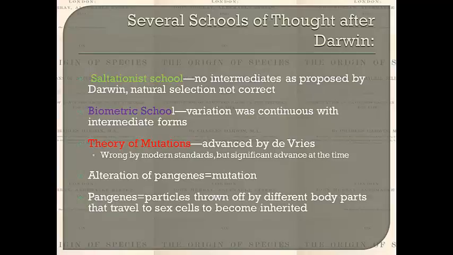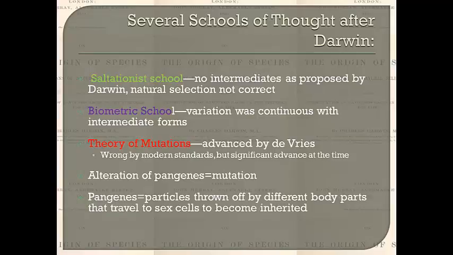Then there was the biometric school, which argued that variation in nature was continuous from one species to the next, with an abundance of intermediate forms. And that would be true in some cases. We can see a sort of progressive gradation of one type to the next, and lots of intermediate forms in between endpoint species. Finally, there was a theory of mutation that was advanced by de Vries, one of the previously mentioned co-discoverers of Mendel's work.